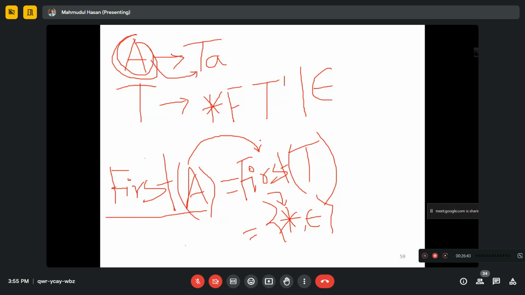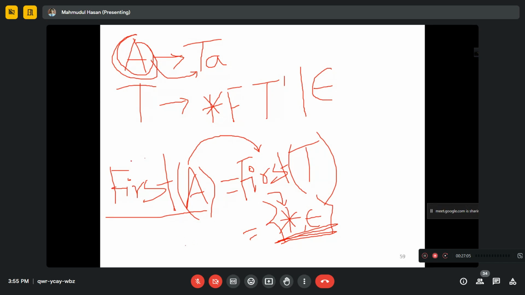If there is an epsilon, this is a problem for indirect. First of T is no problem, because we get first of T directly, and there is epsilon, so no problem. But we get first of A indirectly, and there is epsilon, so this is a problem.